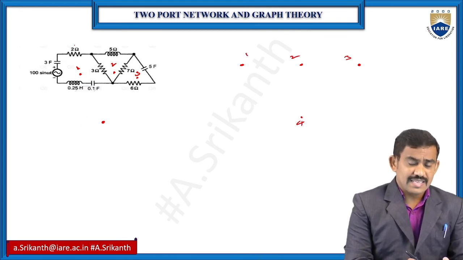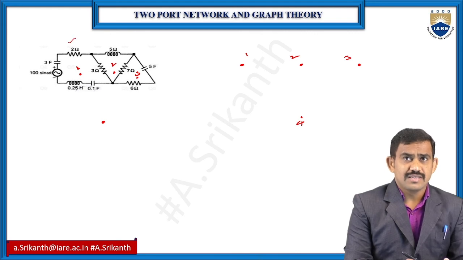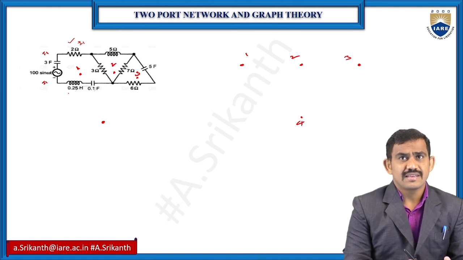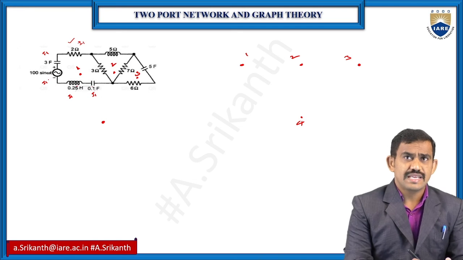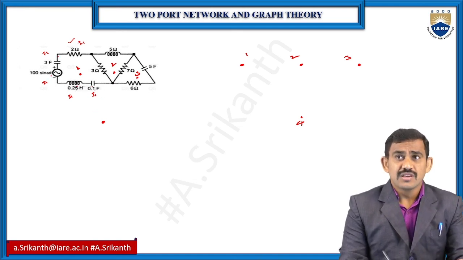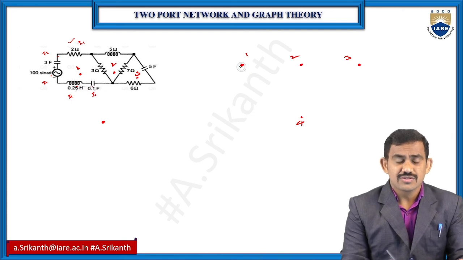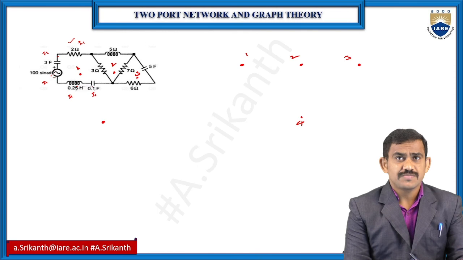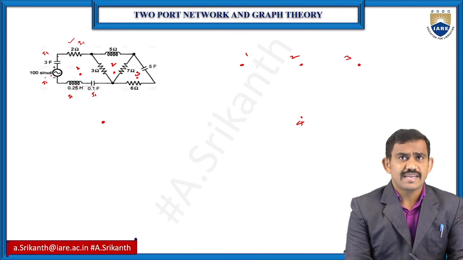Now for the 2 ohm resistor, I have only one current, that is I1 current. Here I1 current, here I1 current, here I1 current. So each of the 5 elements has only one current. Only one current means node 1 to the reference node. Here I have the voltage source, Vm sin omega t, so convert into current source.